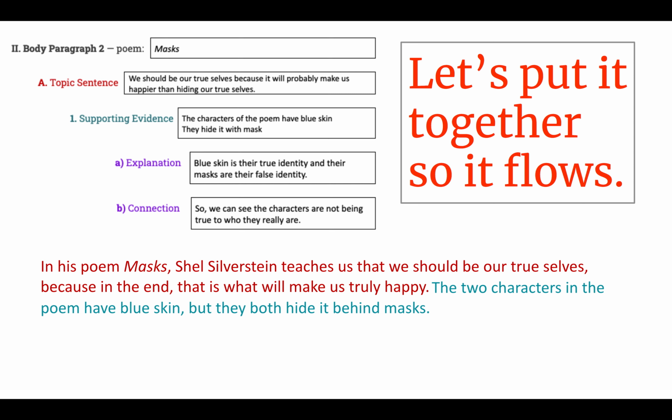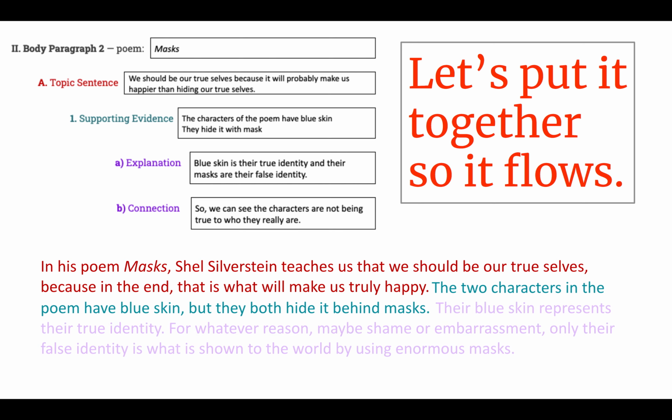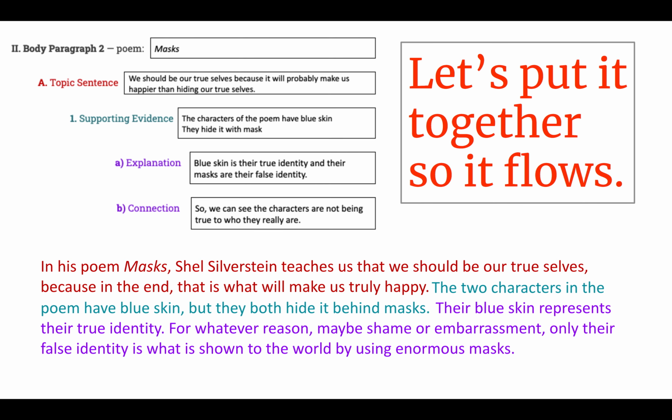So the 2 characters in the poem have blue skin, but they both hide it behind masks. Let me explain what that means. Their blue skin represents their true identity. For whatever reason, maybe shame or embarrassment, only their false identity is what is shown to the world by using enormous masks. How does that connect with how we need to be our true selves?